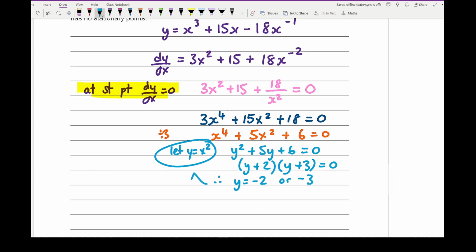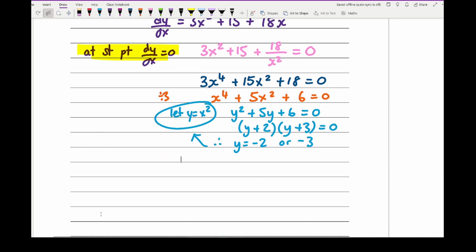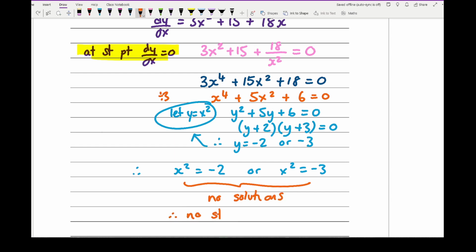Now, if I substitute those values back into my substitution, what I then get is that x squared equals minus 2 or x squared equals minus 3. And the problem with this is that this can't happen. So there are no solutions. So therefore, there are no stationary points. And there we go. And it's really important that you do state that last statement that I've written in orange.